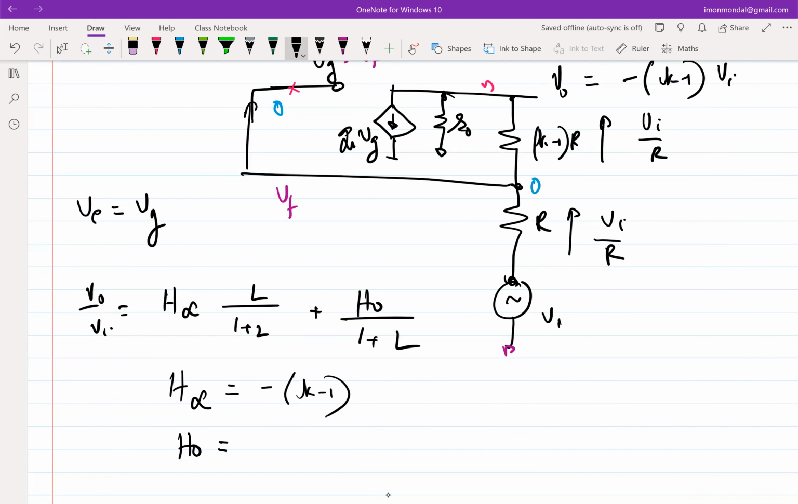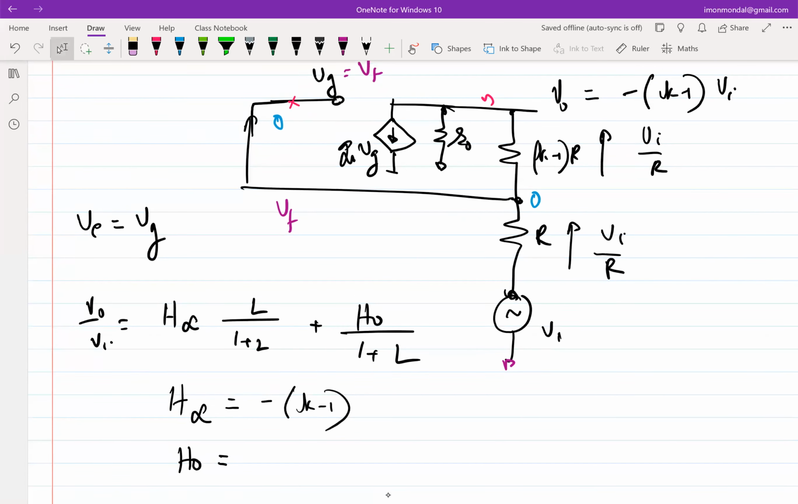What will be H naught? What is the forward path in this case? In the loop, what is the forward path? Ultimately, you have to set that error amplifier to 0. You have to take the error amplifier out of the loop. What is the error amplifier in this case? This guy, right? What is causing the signal transmission from this node to this node? This is GM times V. So if I have to break this transmission, all I have to do is set GM to 0.